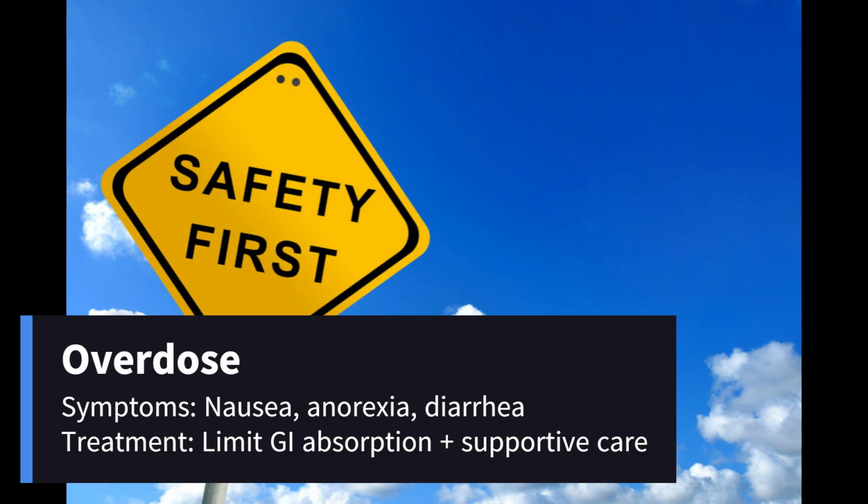3.2. Oxytetracycline overdose and treatment. Symptoms of oxytetracycline overdose primarily involve the gastrointestinal system and may include anorexia, nausea, and diarrhea. In overdose cases, treatment focuses on limiting further absorption of the drug within the digestive tract, such as through gastric lavage or activated charcoal, and providing supportive care based on clinical presentation. There is no specific antidote for oxytetracycline overdose.